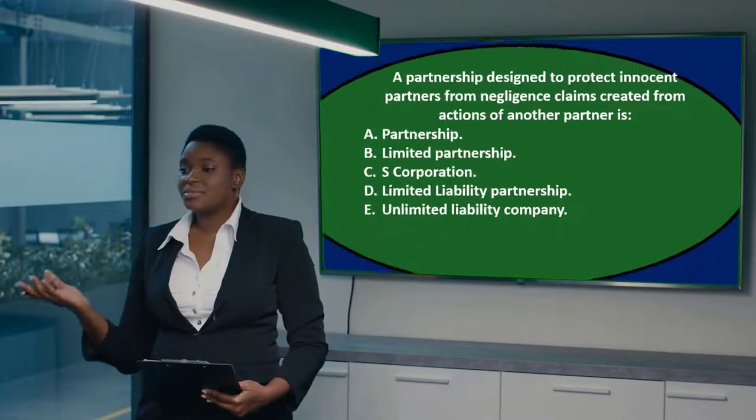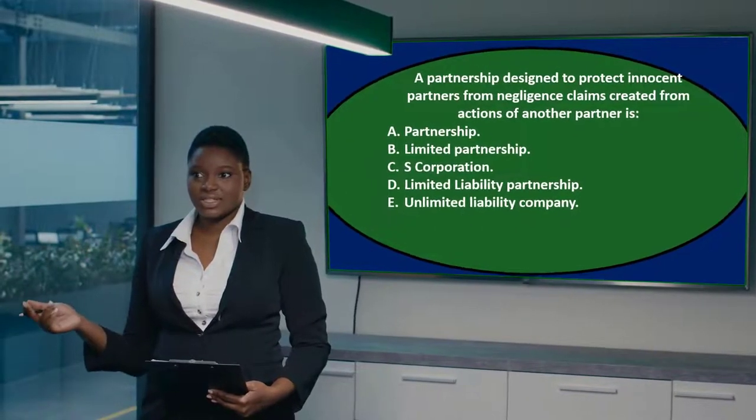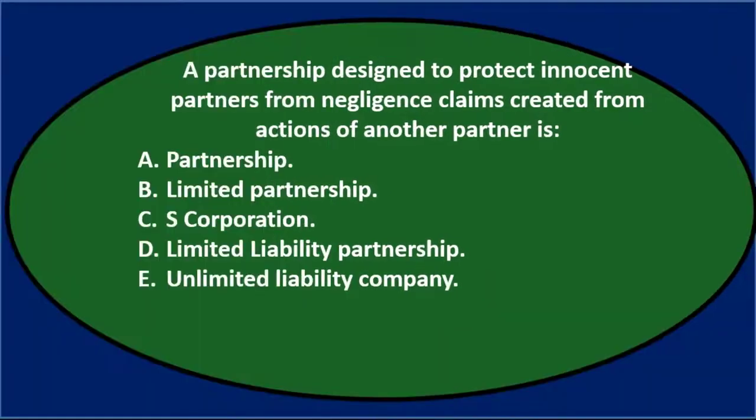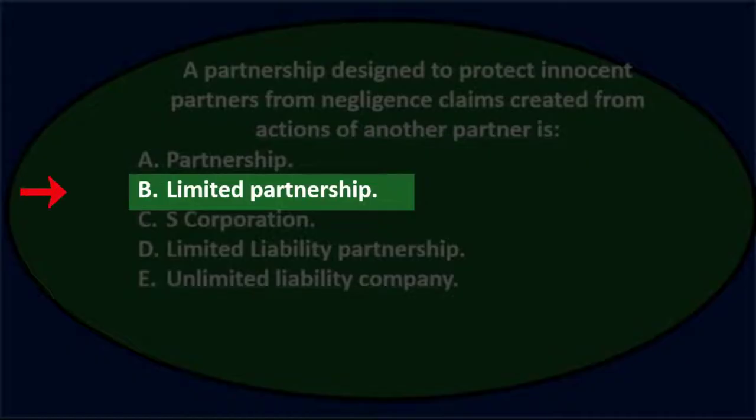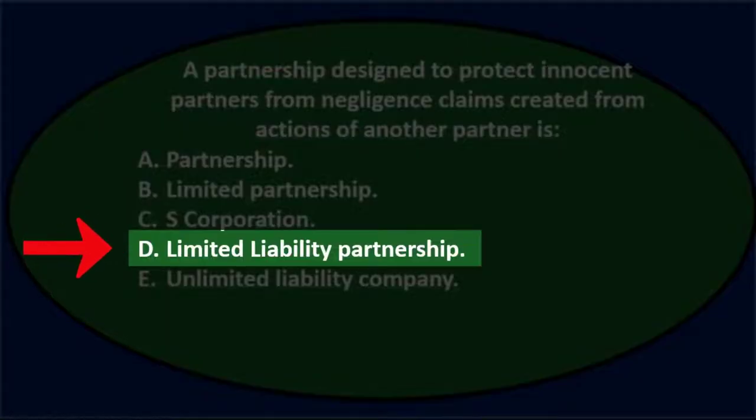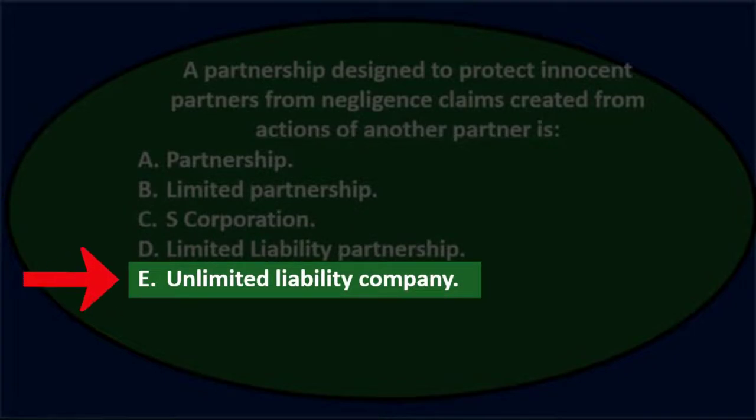In this presentation, we will take a look at multiple choice questions related to partnerships. First question, a partnership designed to protect innocent partners from negligence claims created from actions of another partner is A, partnership, B, limited partnership, C, S corporation, D, limited liability partnership, and E, unlimited liability company.